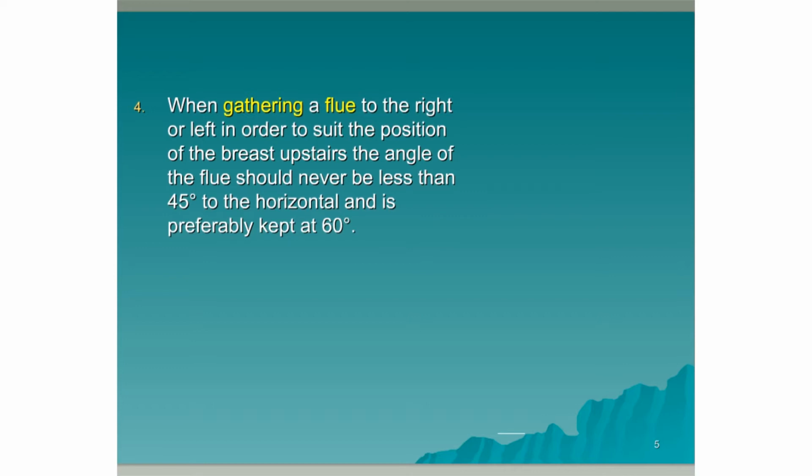When gathering a flue to the right or the left in order to suit the position of the breast upstairs, the angle of the flue should never be less than 45 degrees to the horizontal and is preferably kept at 60 degrees. At no point do we want the flue liners being positioned horizontally in the breast.